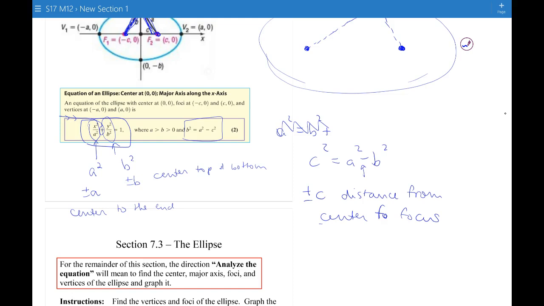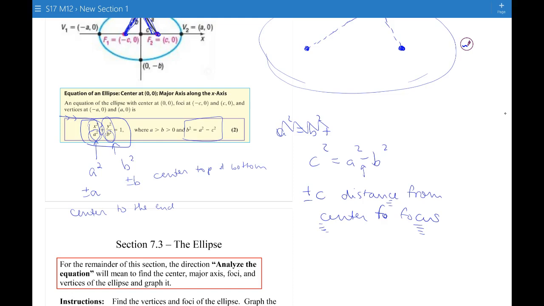So look at all these c's. Distance from center to focus. So c is the distance from center to focus. Always. And c squared is the difference of these two denominators. So do you see how it doesn't really matter what their names are? They have to go whichever way it will make a positive number, because c squared has to be positive.